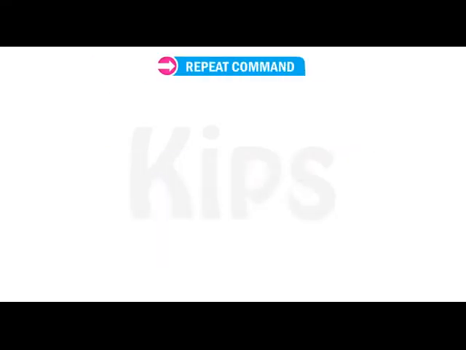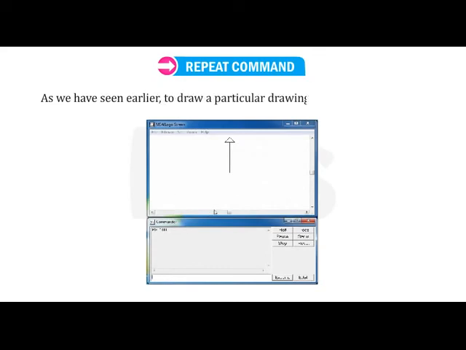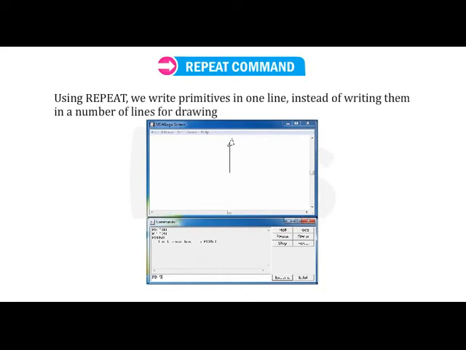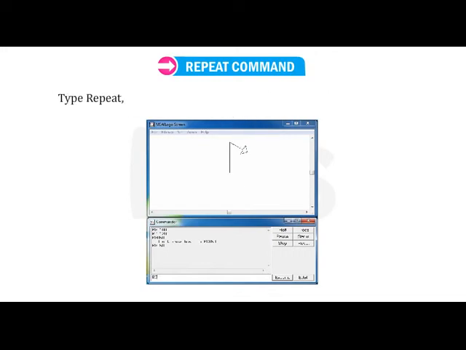Now let us talk about the repeat command. As we have seen earlier, to draw a particular drawing, we have to repeat the commands. In order to avoid repetition, Logo has a repeat command. It is used to run the instruction list repeatedly. Using repeat, we write primitives in one line instead of writing them in a number of lines for drawing any figure. Type repeat followed by the number of times required to repeat the instruction list, and then the Logo primitives which are to be repeated. For example, repeat, bracket open, number, bracket close, bracket open, command, bracket close.